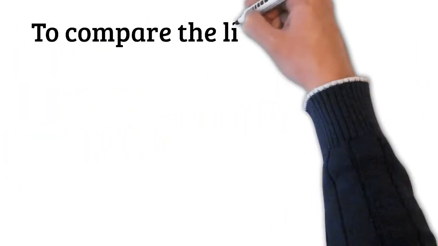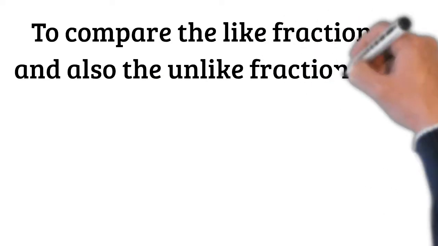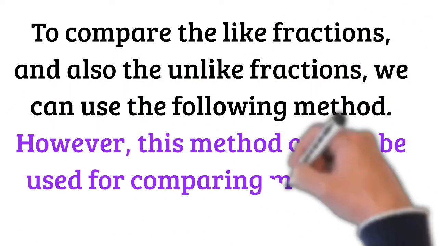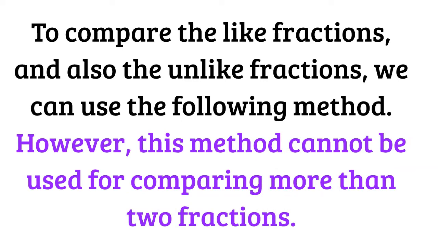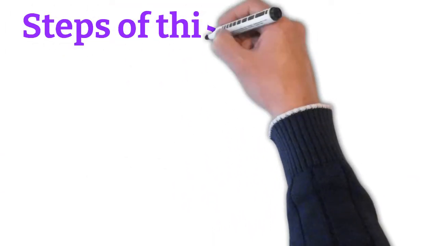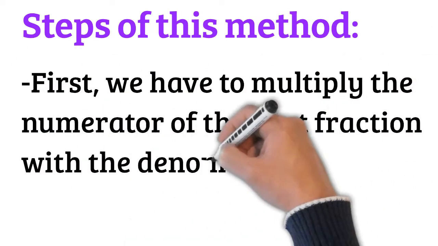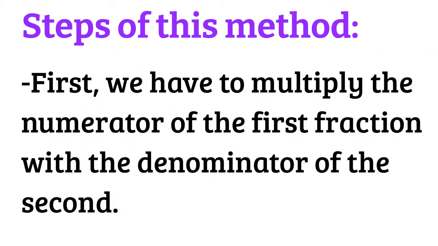To compare the like fractions and also the unlike fractions, we can use the following method. However, this method cannot be used for comparing more than two fractions. Now, let's discuss the steps of this method. First, we have to multiply the numerator of the first fraction with the denominator of the second.